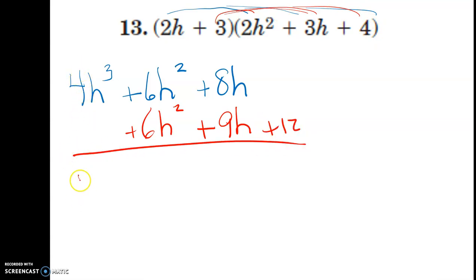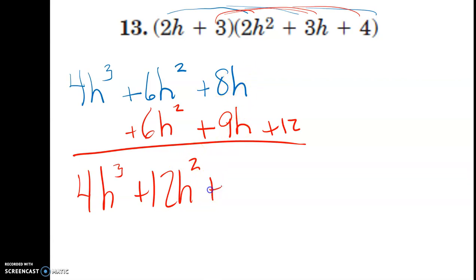I can collect them together. I only have 4h cubed. I have 6 plus 6, which is 12h squared. We don't add exponents under addition, guys. 8h plus 9h is 17h. Nothing with the 12. Final answer.